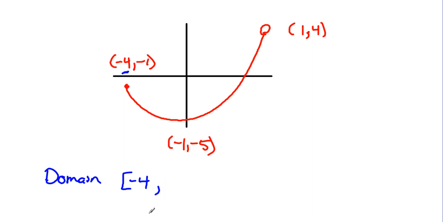Okay. Then go to the right-hand side. The farthest right on the graph is over here. That's at 1, and that one's an open circle, so you can put a parenthesis on it.